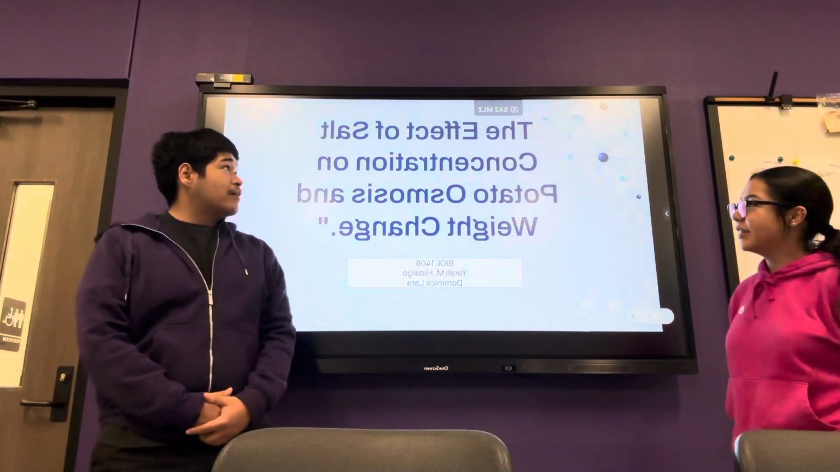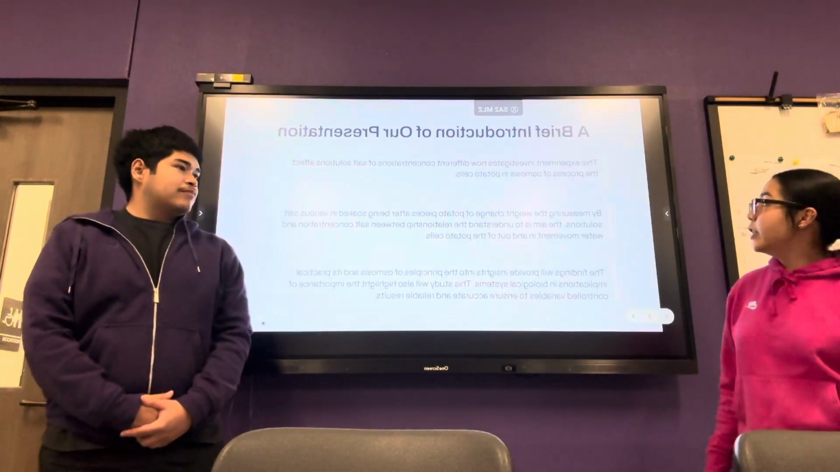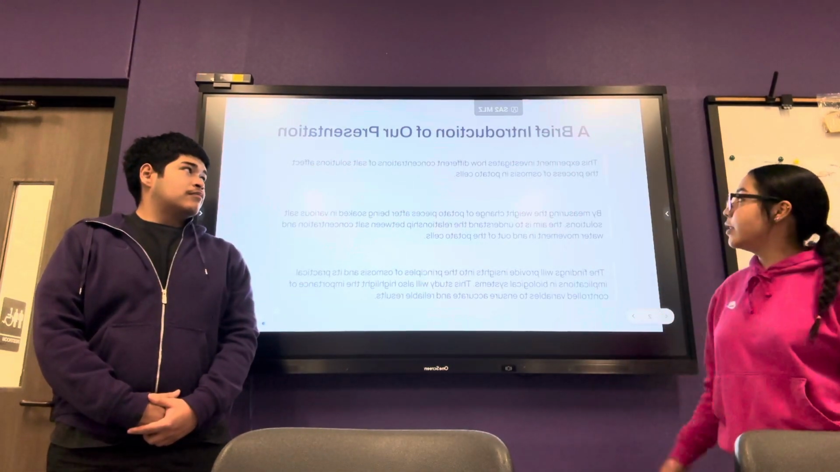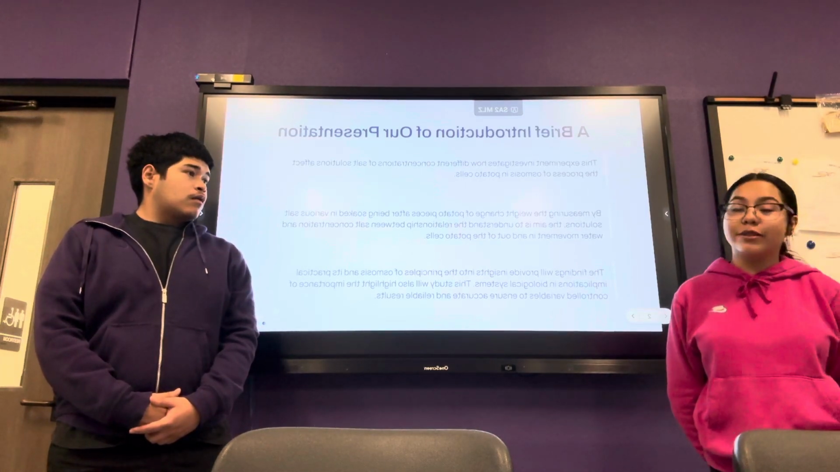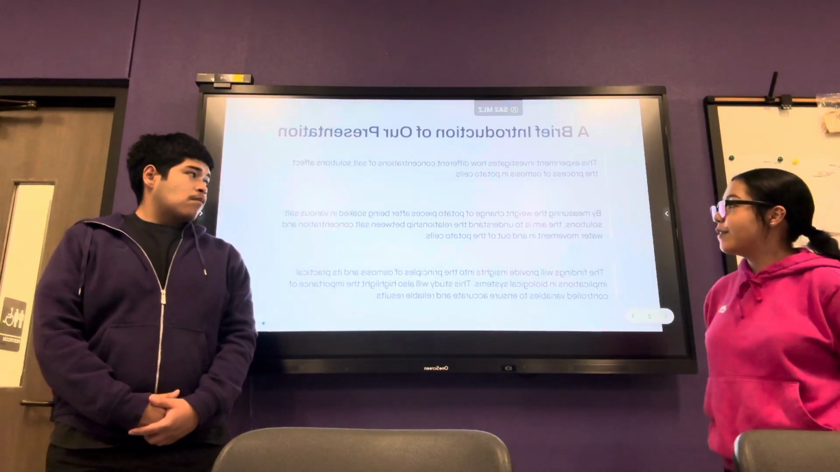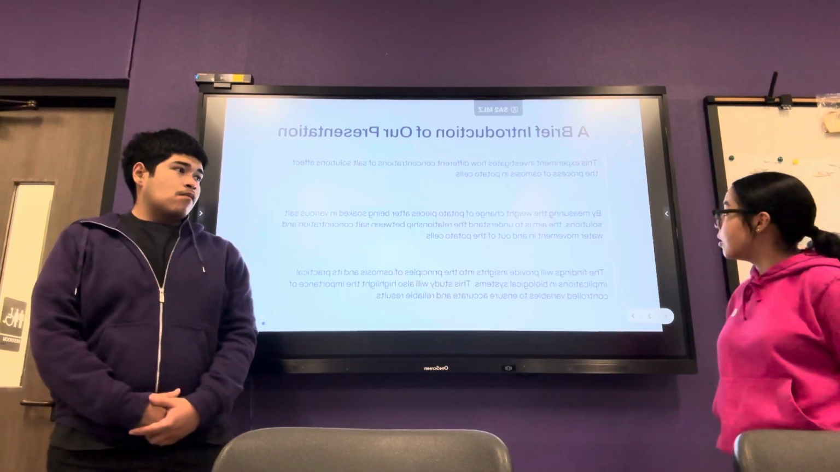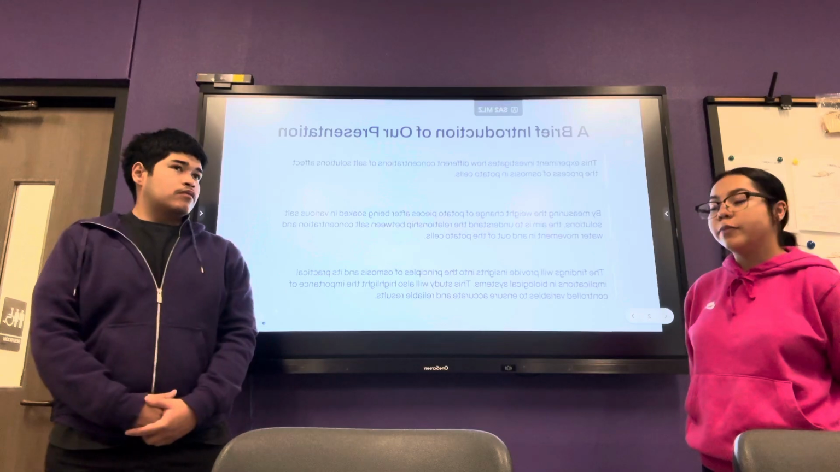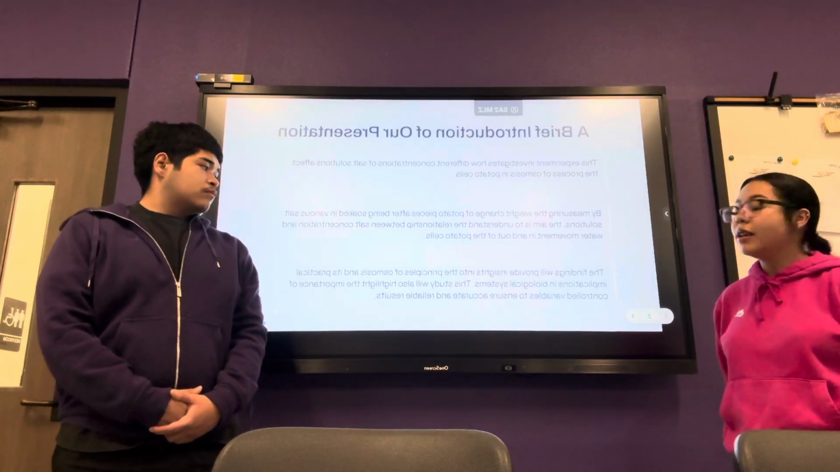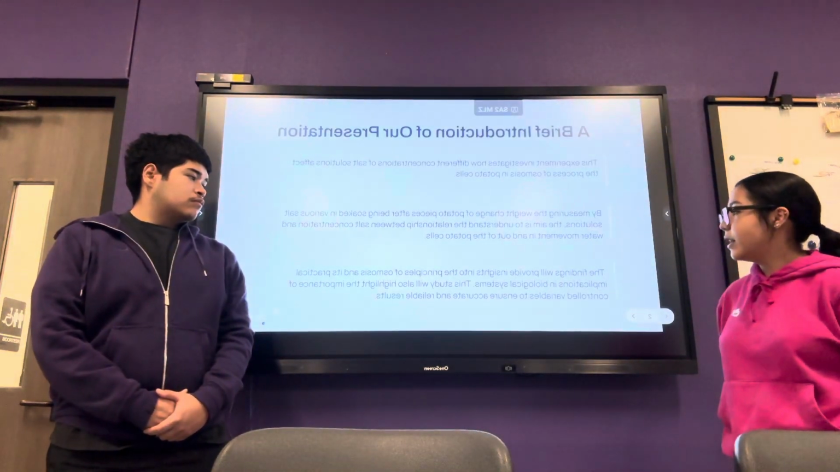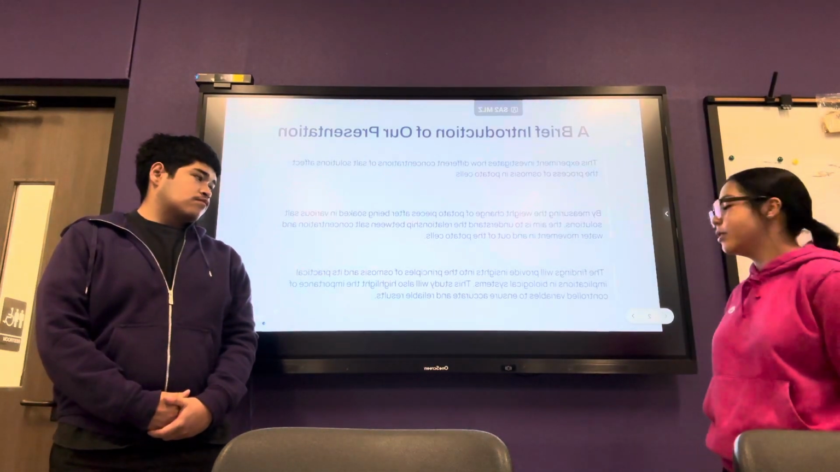Today we are presenting the effect of salt concentration on potato osmosis and weight change. For an introduction of our presentation, the experiment is going to investigate how different concentrations of salt affect the process of osmosis in potato cells. By measuring the weight change of potato pieces after being soaked in the different salt solutions, the aim of the project we are doing is to understand the relationship between salt concentration and water movement in and out of potato cells. The findings will provide insights to the principles of osmosis and its practical implications in biological systems in real life. The study will also be able to highlight the importance of controlled variables to ensure accurate and reliable results.